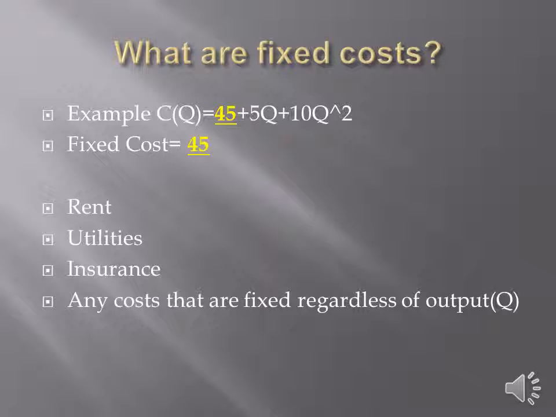Now the next question you might have, what are fixed costs? As always, I'm using the example C of Q equals 45 plus 5Q plus 10Q squared. The fixed cost is 45. So it does not matter how many watches you make, your fixed cost is going to be $45. This is just an example to make it simple. Now, fixed costs include rent, utilities, insurance, any costs that are fixed regardless of how many watches you make.